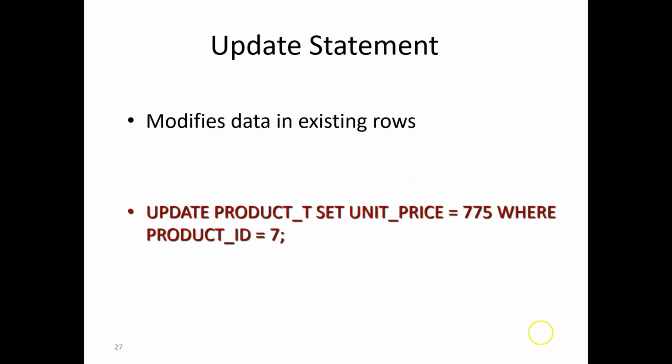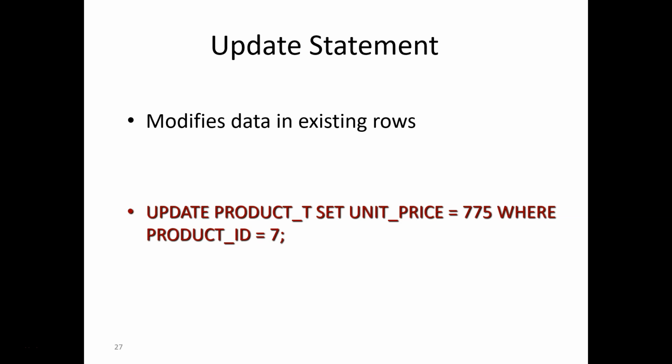Then the next data manipulation language statement we're going to talk about is the update statement. It will modify data in existing rows. You use the update statement in many different conditions. For example, the customer changed his or her address, so you need to do an update for the address field. In an e-commerce situation, when the customer places an order, you need to update the inventory number, you need to update the order number, and things like that. So the update statement is very useful in many situations.